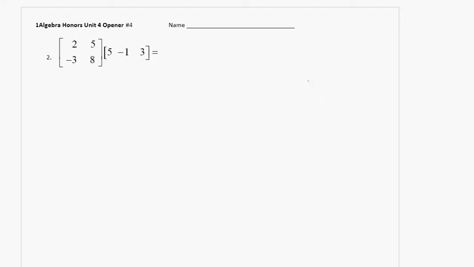Hello and welcome to the Unit 4 Opener number 4 dealing with matrix multiplication. So we're supposed to multiply these two matrices together, and just like we did in Opener number 3, we are going to take the first entry in the first matrix, we're going to multiply it times the first entry in the second matrix. And so that would give us a 10.